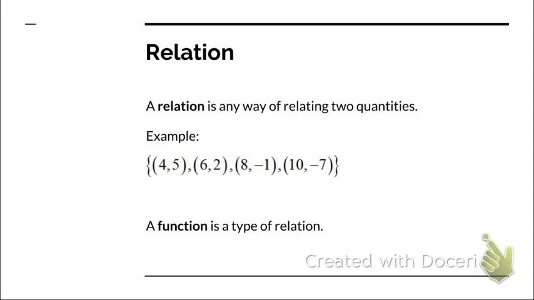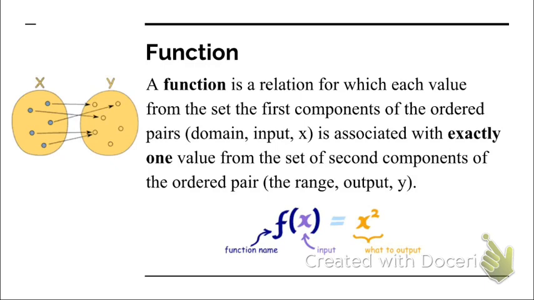Now, a function is a special type of relation, and that is when each value from the set of the first components, so that's usually called your domain or referred to as input, or the x value, so you plug something into the function, and then every element in the domain is associated with exactly one value from the second component, which is called the range. So you plug something in and then something comes out. What comes out is considered the range. The output is another name for it, or y.